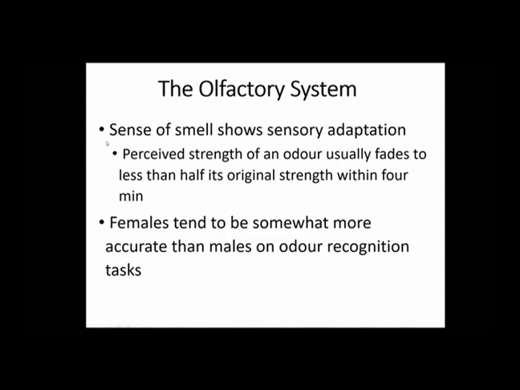So our sense of smell shows a uniquely powerful version of sensory adaptation. We talked about sensory adaptation at the beginning as something that's general and can apply to all of our different senses. Our sense of smell shows a really strong version of that, which is why I used it as the example explaining sensory adaptation. Our perceived strength of an odor will usually fade to less than half its original strength within only 4 minutes. So this happens really quickly.